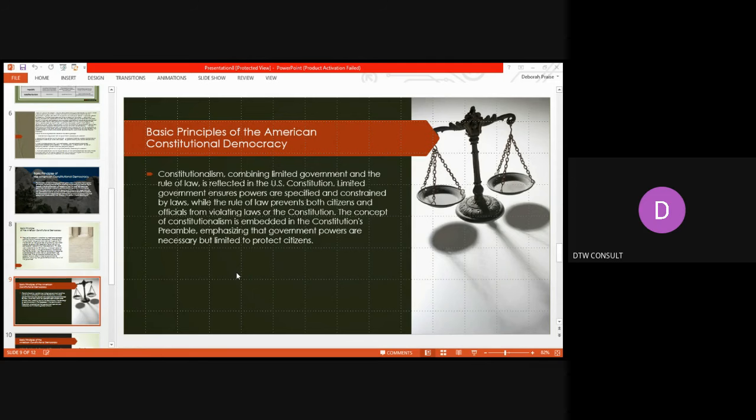So the concept of constitutionalism emphasizes that government powers are necessary but limited to protect citizens. They're very important. So government powers are spelled out and restricted to protect citizens' rights. So neither citizens nor government officials can break the laws or violate the Constitution. It is summarized in this statement: nobody is above the law. So both the government and the citizens are under the law. Everyone is under the Constitution unless it is amended. Once the Constitution is amended, passed and adopted, it becomes the supreme law of the land. Both the government and the governed are under the Constitution. So that's what constitutionalism means. It is a basic principle in American democracy.